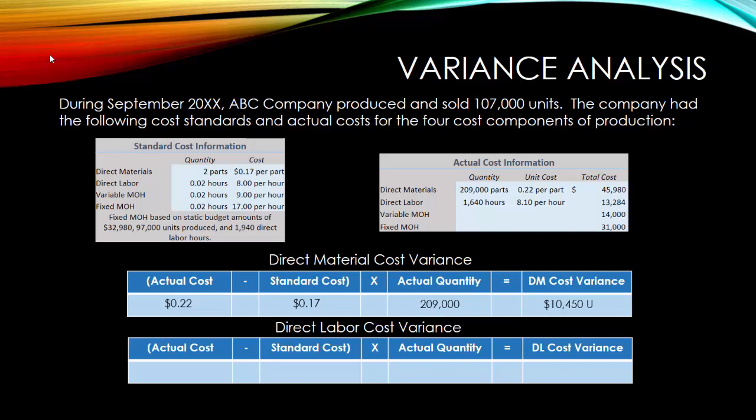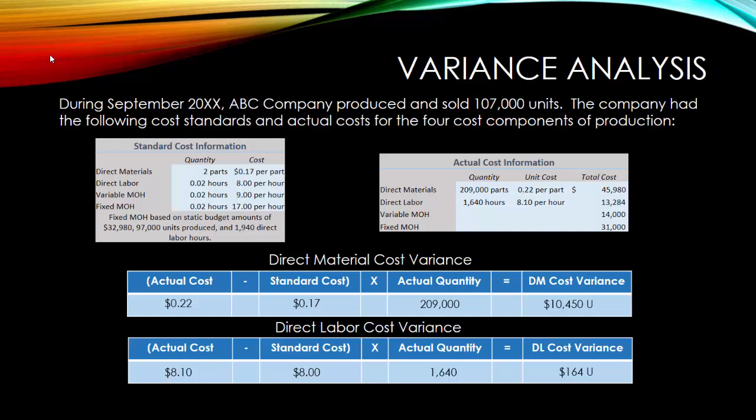Let's do the same concept with direct labor cost variance. It's going to be the same setup, the same formula, but now we're going to go with our direct labor costs. So our actual cost of labor found in our actual information is $8.10 per hour, what we paid our employees. Well, we budgeted in our standard cost information to only pay them $8. So we paid 10 cents more per hour to our employees than we planned on. And if we multiply that by the actual number of hours our employees worked, which was 1,640, found in our actual cost information, we're going to come up with a direct labor cost variance of $164.